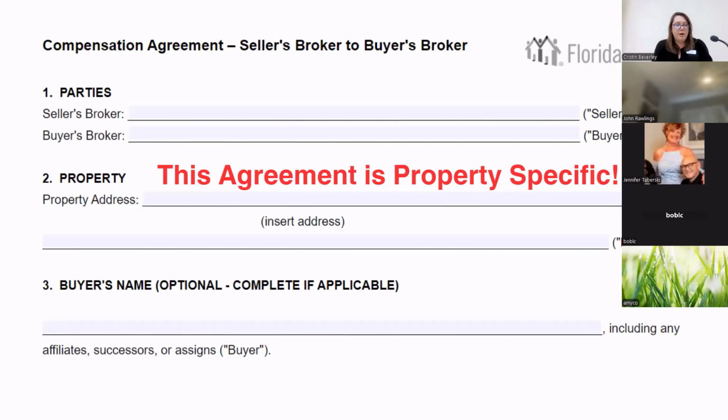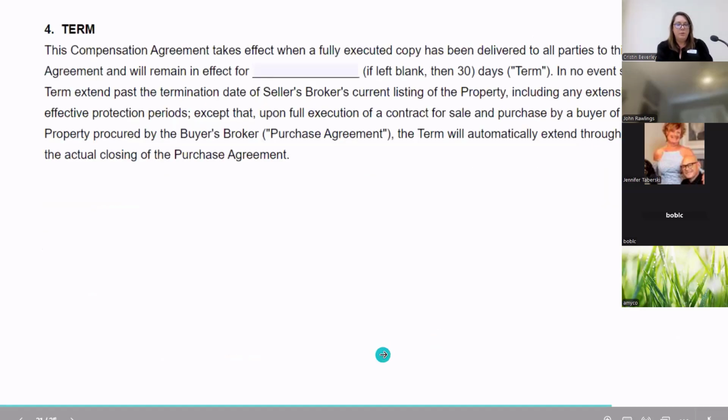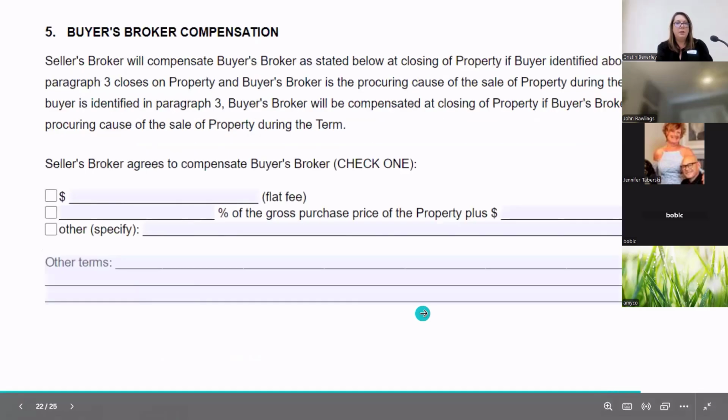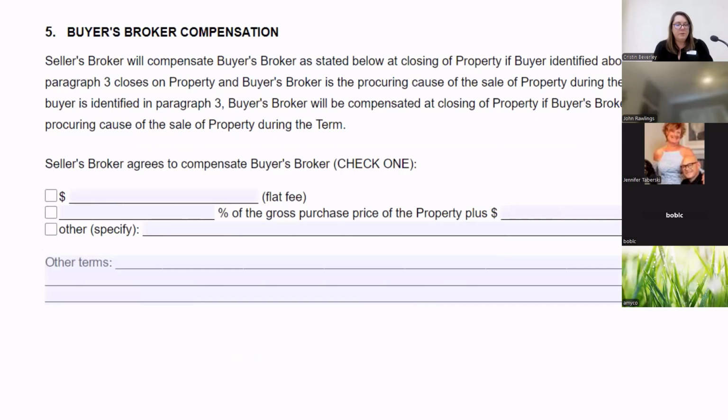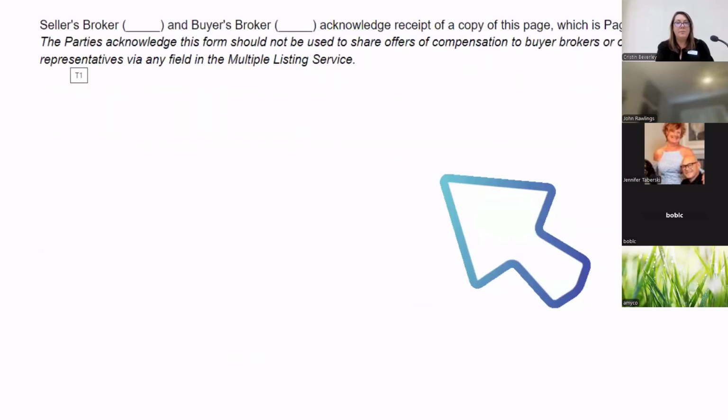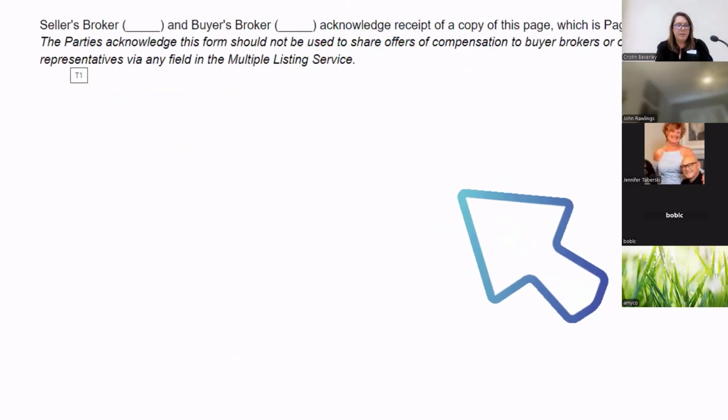The buyer's broker compensation reads the same again. You can choose whatever it's going to be. And again, this is for maximum flexibility. You're going to choose one, which is going to be, got a little ahead of myself, sorry about that. So that's going to be either the flat fee, the percentage, or the percentage plus something else, the other terms, the other specify, whatever it might be. Again, the same exact thing here.